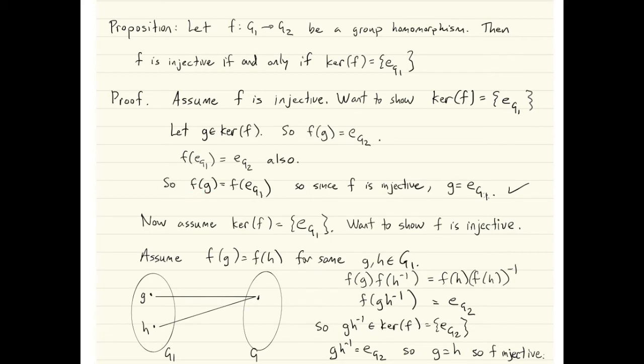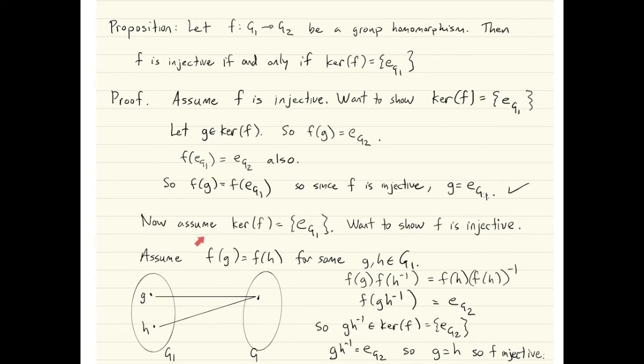So f of g is equal to f of e of G1. And since f is injective, that means that if two things are sent to the same element by f, the two elements themselves are equal. So g has to equal the identity element of G1. And that shows that the kernel of f is just the identity element of G1, since we started with an arbitrary element g of the kernel of f. Next, let's prove the other direction.